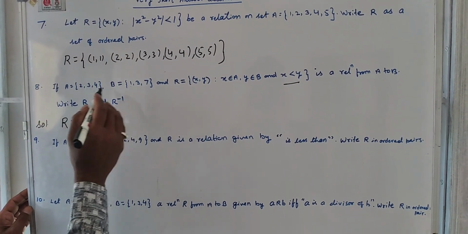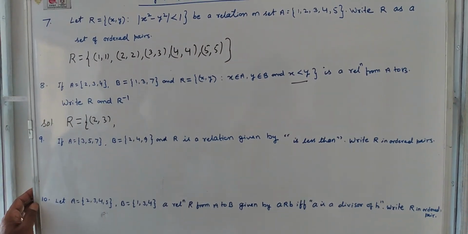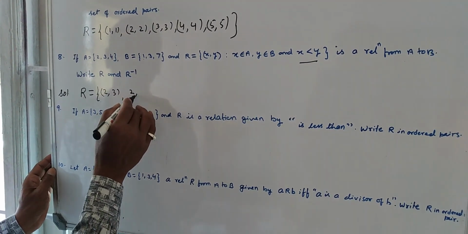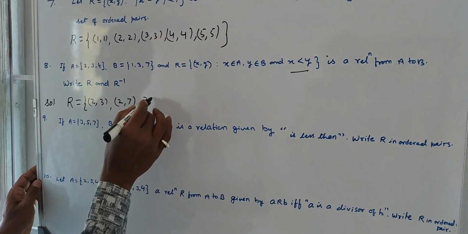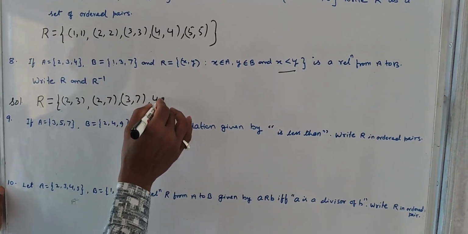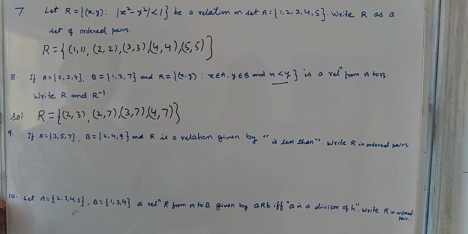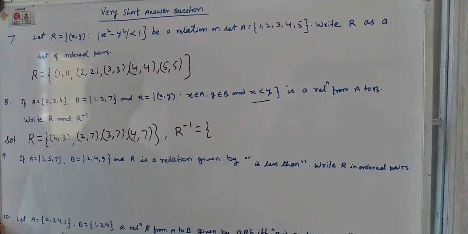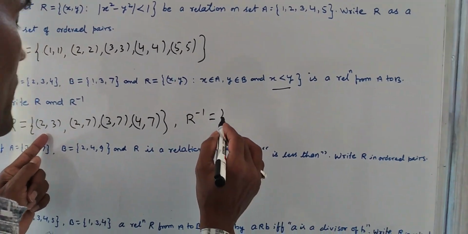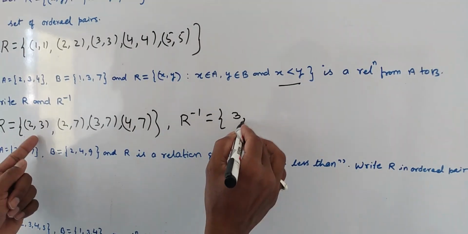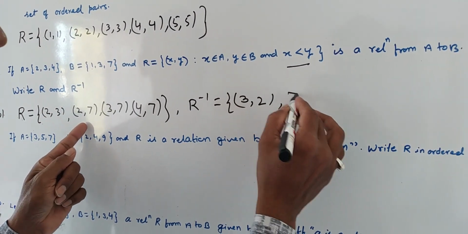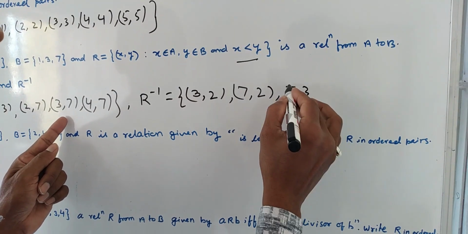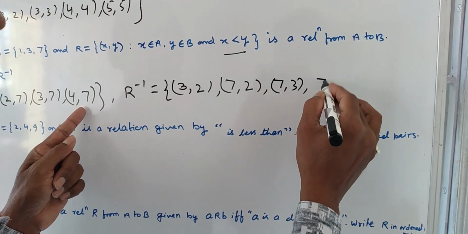Next, 7 is greater than every element of set A. So 7 is the image of each element. So (2, 7), (3, 7), (4, 7). This is your R, and for R inverse, you just change the order. (2, 3) will become (3, 2), and then (7, 2), (7, 3), and (7, 4).